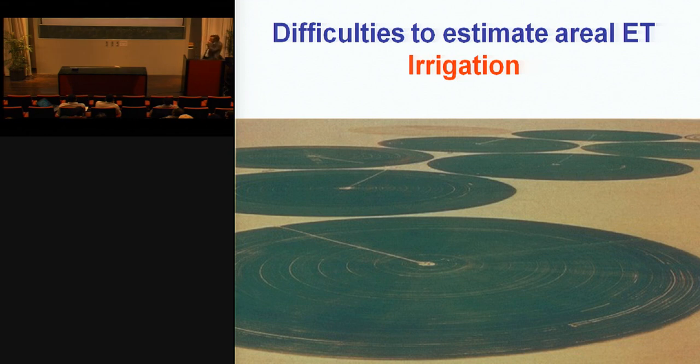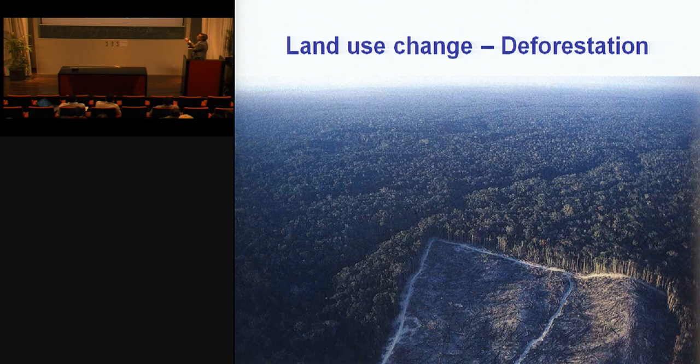Or deforestation is a big effort, a big thing. This is a picture from Manaus in Brazil, in the tropical rainforest. You see if they cut the forest and use it for rangeland, grassland, pasture land, I mean, it's completely different evaporation behavior than before. So land use changes are of very significant importance.